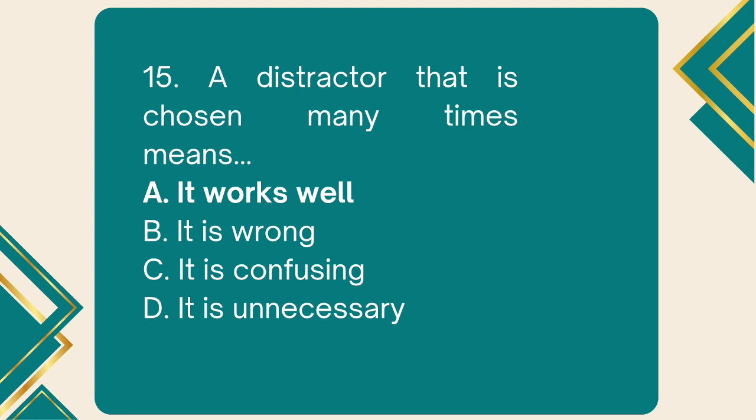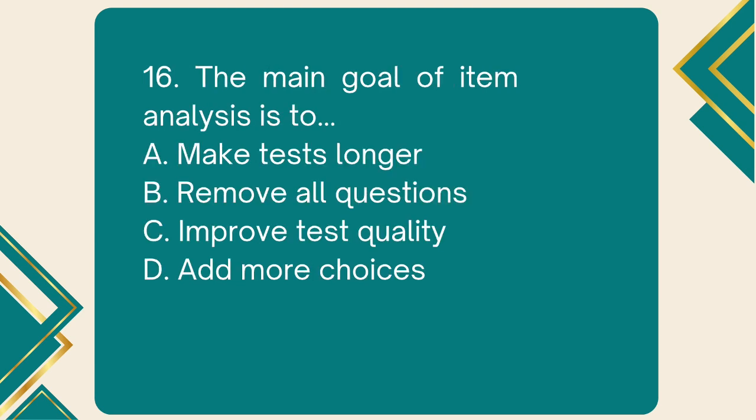So let's go to number 16, the main goal of an item analysis is to A, make tests longer; B, remove all questions; C, improve test quality; and D, add more choices. And the correct answer is letter C, improve test quality. It aims to improve the test.